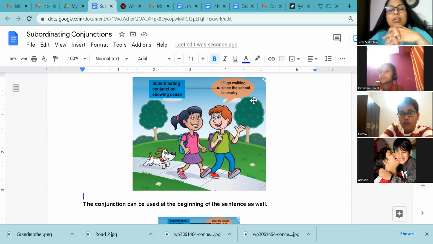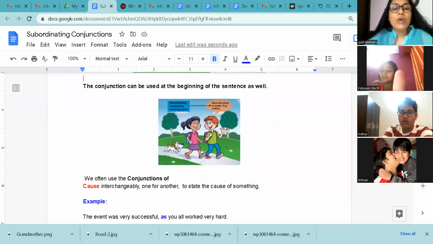Since. Good. So the conjunction is placed before the dependent clause. So which one do you think is the main clause? I will go walking. Good. Following, at least now, are you understanding 30 to 40% of what I'm teaching? Say yes or no. Yes, ma'am. Good, good.